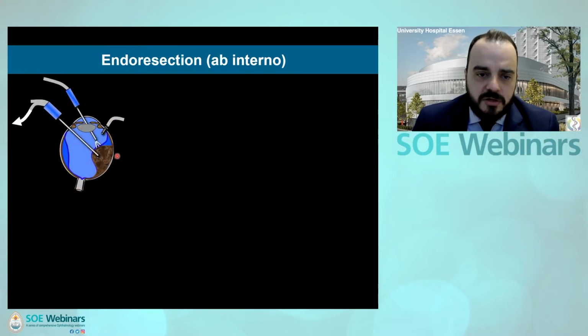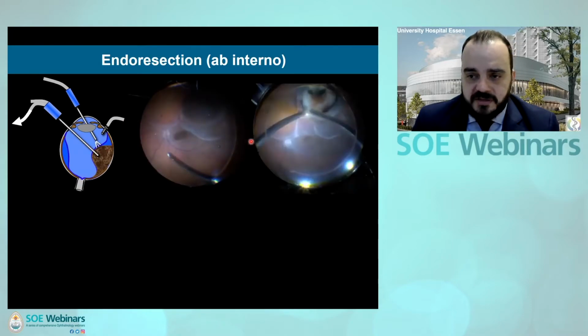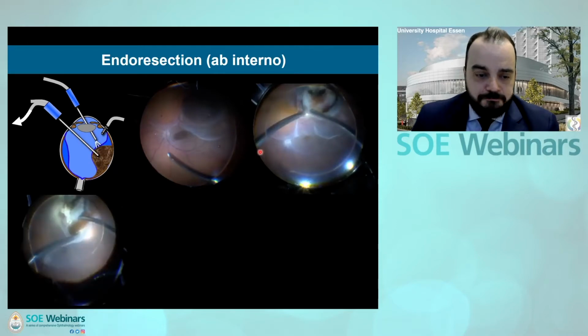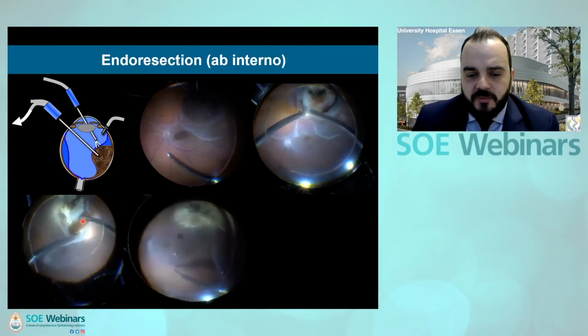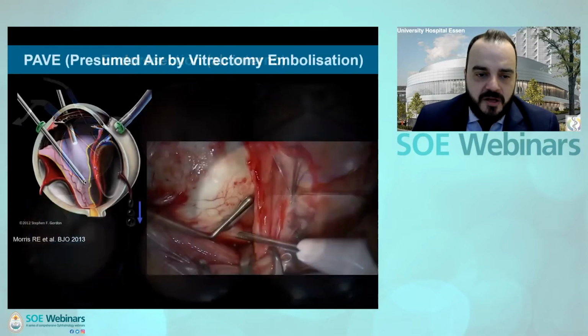How does it work? Pars plana vitrectomy, removing the vitreous, start removing the tumor, start separating the tumor from the retina, then proceed with heavy liquid, laser everything around, and put silicone oil inside.